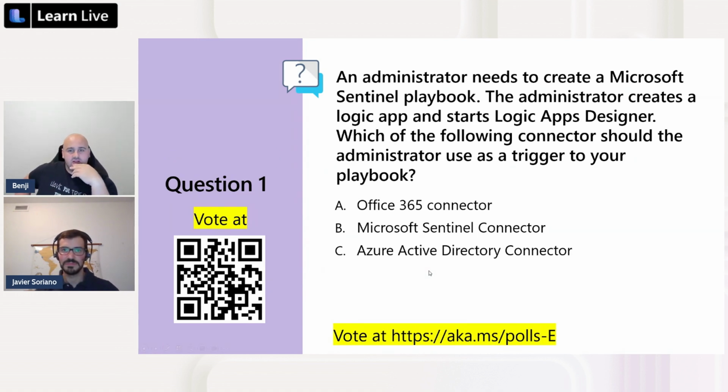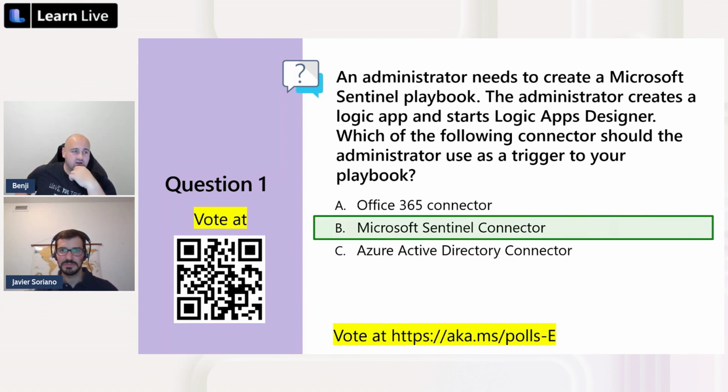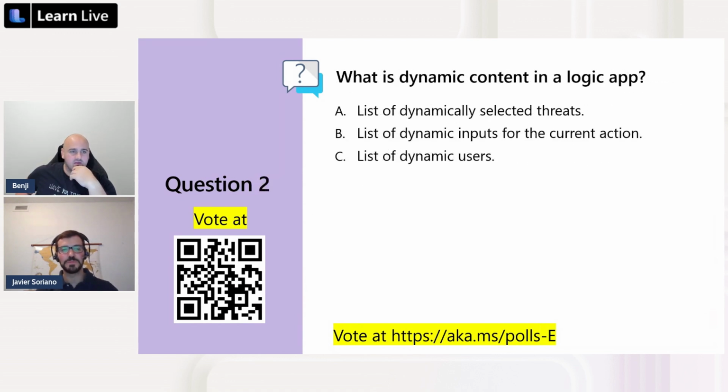The second that we can say that is not for sure. Azure Active Directory for sure is not as well, because that can trigger something about identity, but we actually need to trigger it on Microsoft Sentinel itself. So the correct answer in this case is Microsoft Sentinel connector, as you mentioned, which is triggering on alerts or incidents that are inside of Microsoft Sentinel. Very good. And I see that the majority of our users are actually responding correctly, Microsoft Sentinel connector. So very good, guys. Let's go with question number 2, Benji.